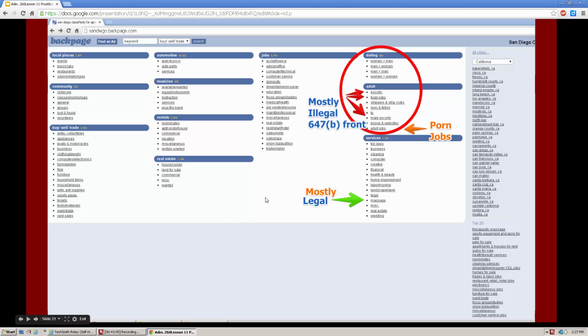I've showed you this slide today, but this is the way Backpage is broken down. It's a legitimate classified ad site found on the internet. But when you start looking at dating, women for men, men for women, and so forth, this could be prostitution related. But there are some legitimate people on it looking for legitimate relationships. Down here, under the term adults, you've got escorts, body rubs, strippers, strip clubs, dominants and fetishes, transvestites, male escorts, and adult jobs. So these are mostly illegal.